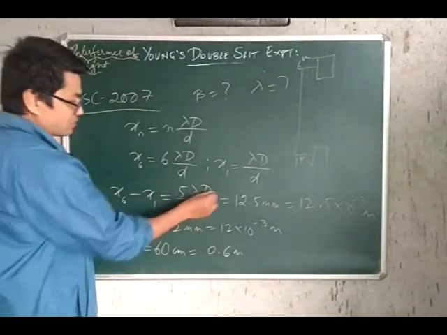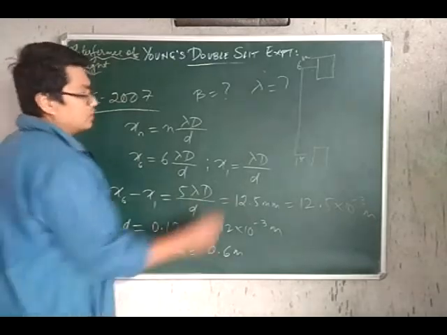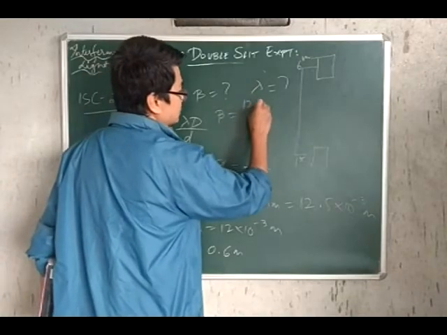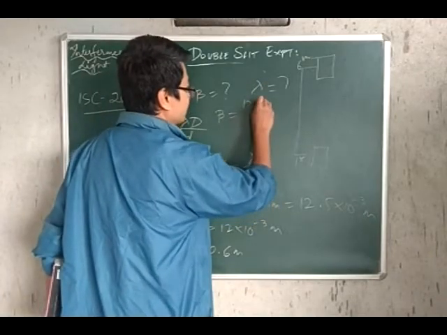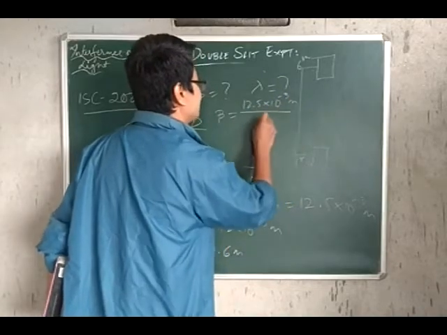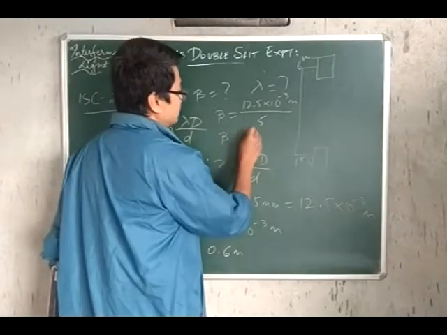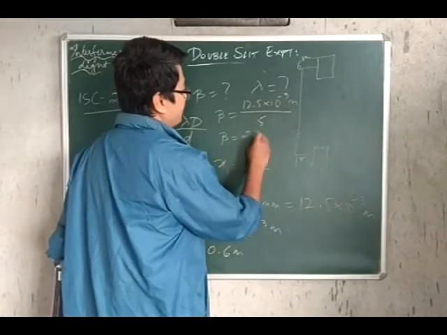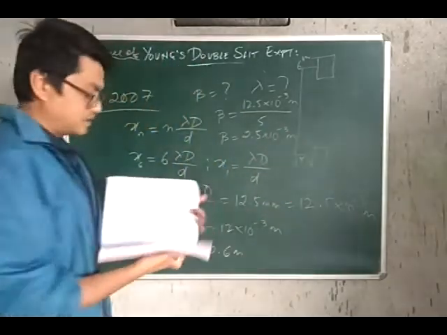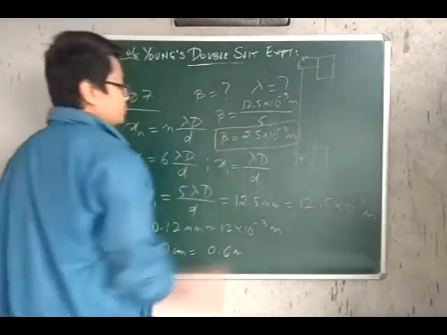From this equation, lambda capital D by small d is the fringe width. So fringe width beta is 12.5 into 10 to the power minus 3 meters divided by 5, so beta comes out to be 2.5 into 10 to the power minus 3 meters. That is your fringe width.